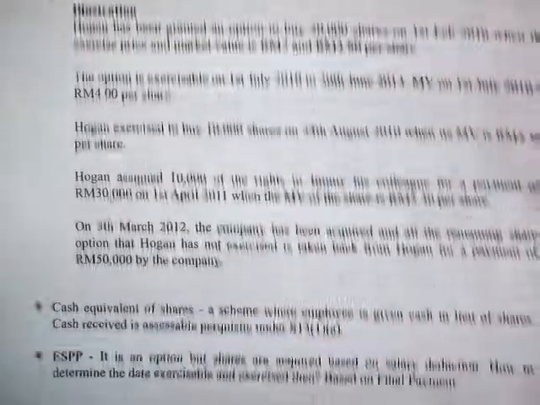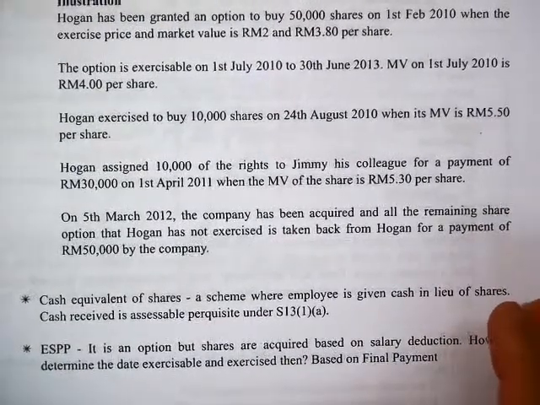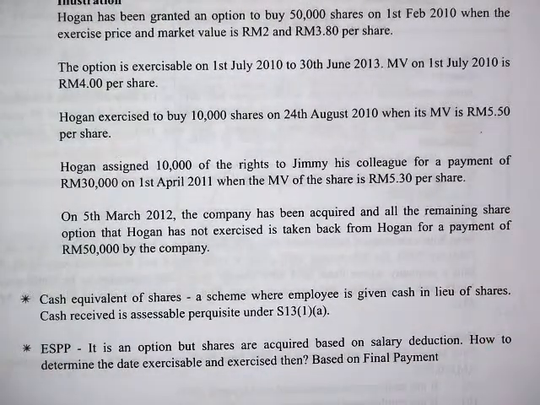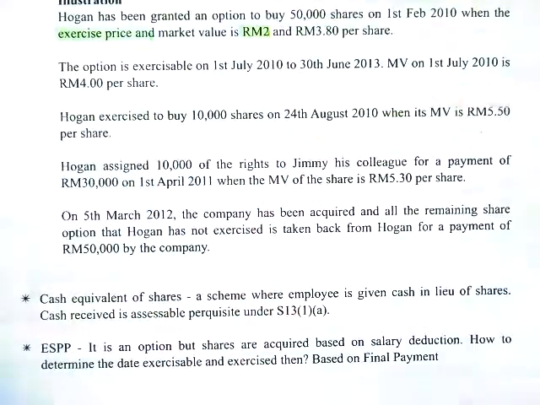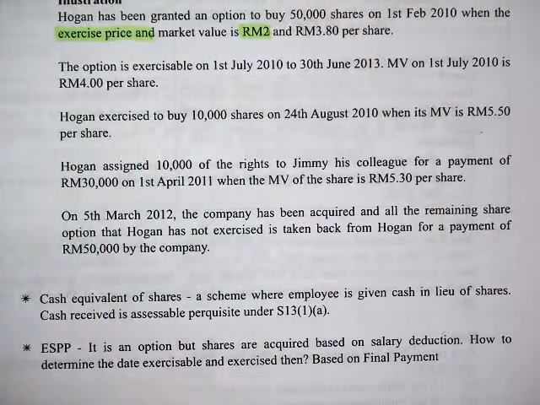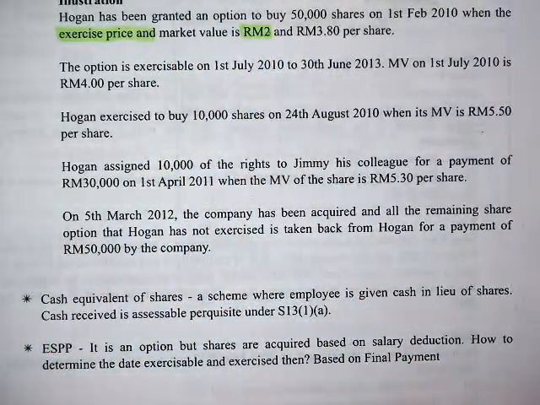Now, you look at this example over here and see what happens. Okay, now Hogan has been granted an option to buy 50,000 shares on 1st of February 2010, when the exercise price is 2 ringgit and the market value is 3.80. Okay, now the exercise price is important. EP is 2 ringgit. When this option is granted, the market value is 3.8. Now if they don't tell you about exercisable, then that's the market value we're going to take.